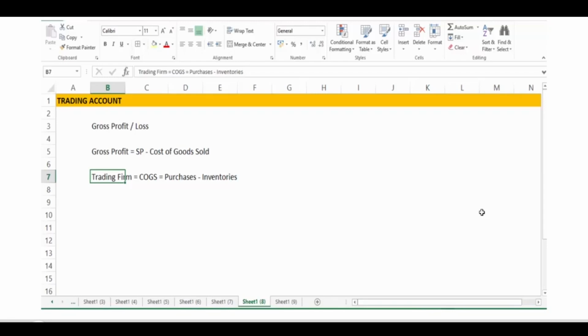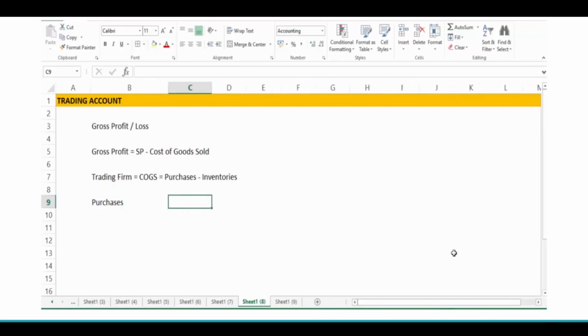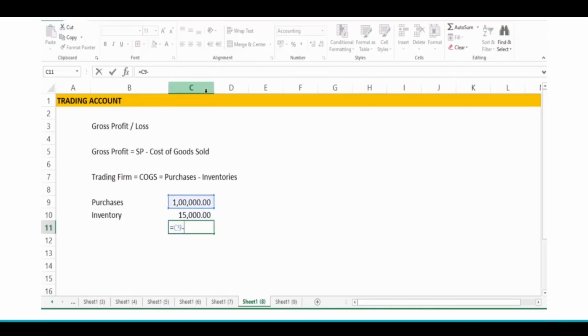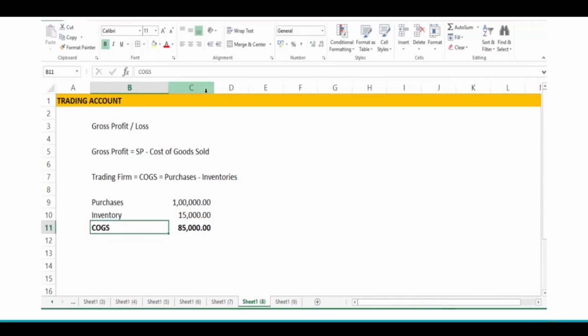Say, for example, purchases is 1 lakh, that is 100,000, and let's say we have inventory of 15,000. What is purchased is 1 lakh, and what is still remaining, which was not sold, is 15,000. So we can say the cost of goods sold is 1 lakh minus 15,000, that is 85,000. In short, it is COGS.